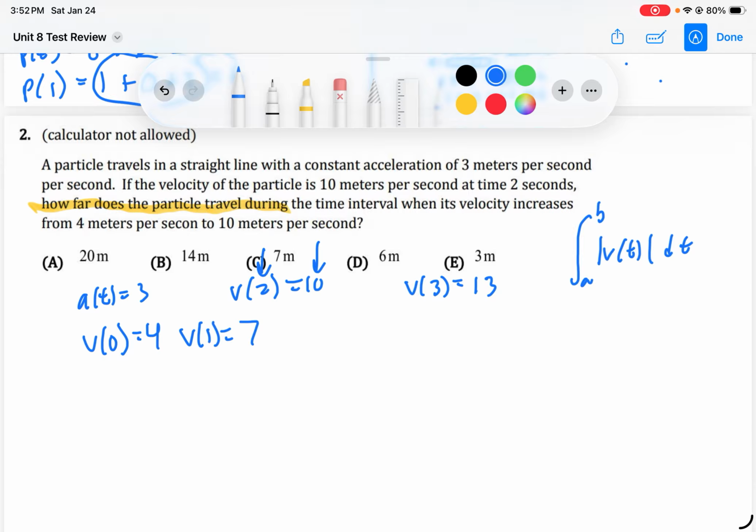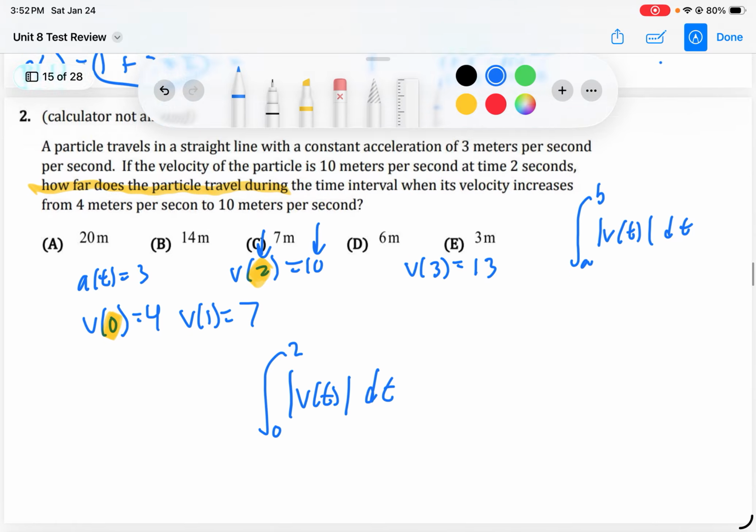Okay, so what does it say? How far does the particle travel on the time interval when its velocity increases from 4 to 10? So the time interval is from 0, because that's when the velocity is 4, to 2, because that's when the velocity is 10. So I'm finding the antiderivative from 0 to 2 of velocity, really technically the absolute value of velocity, dt.